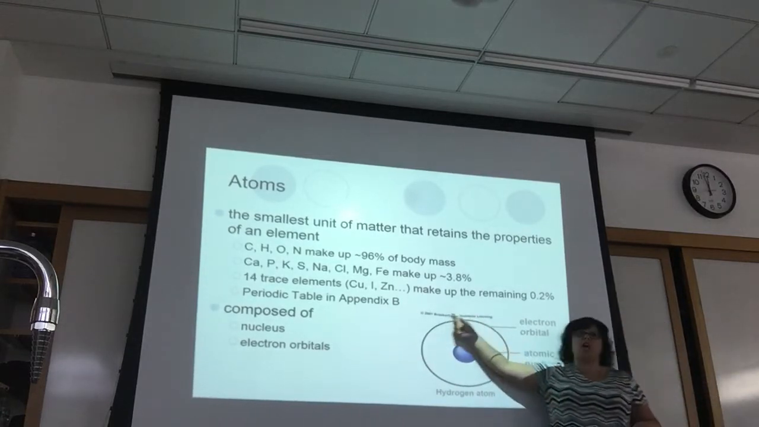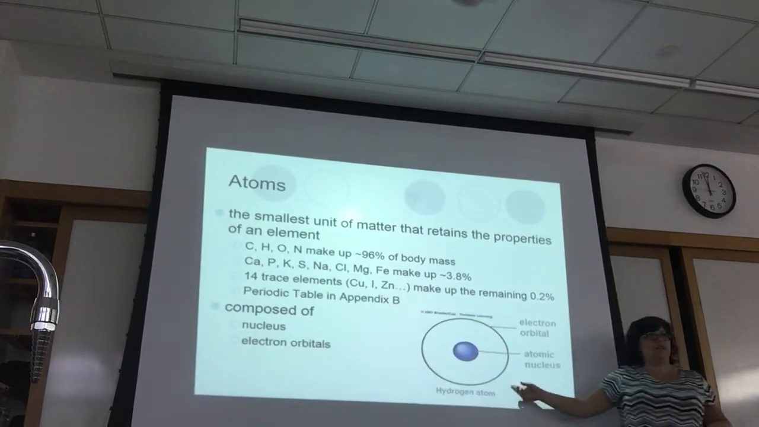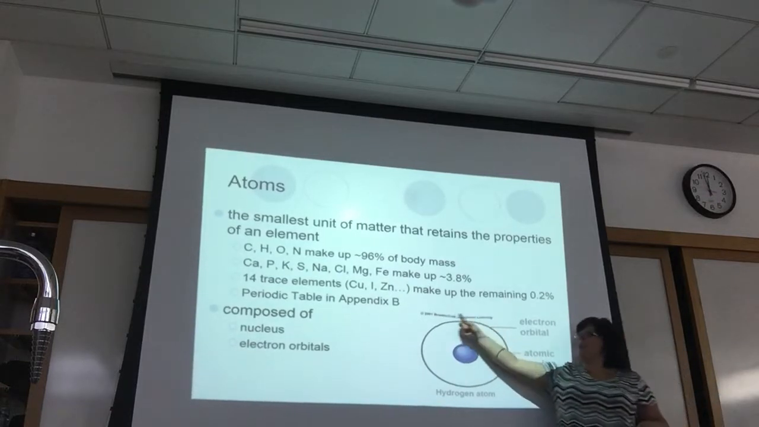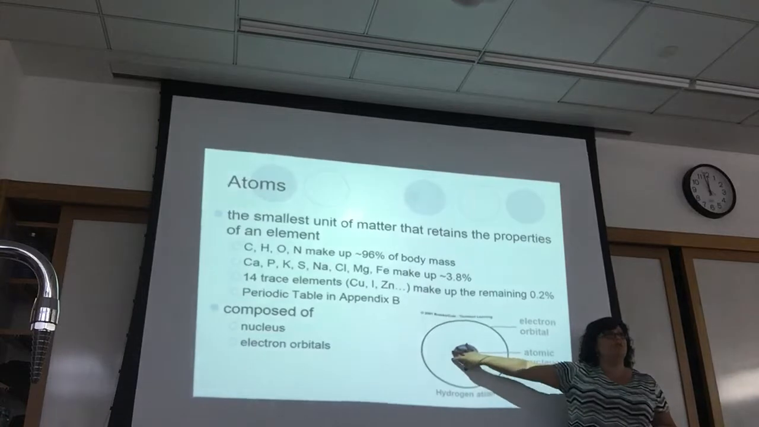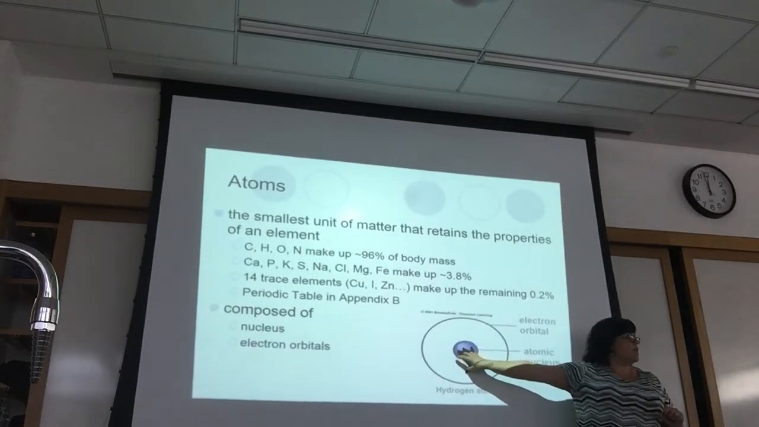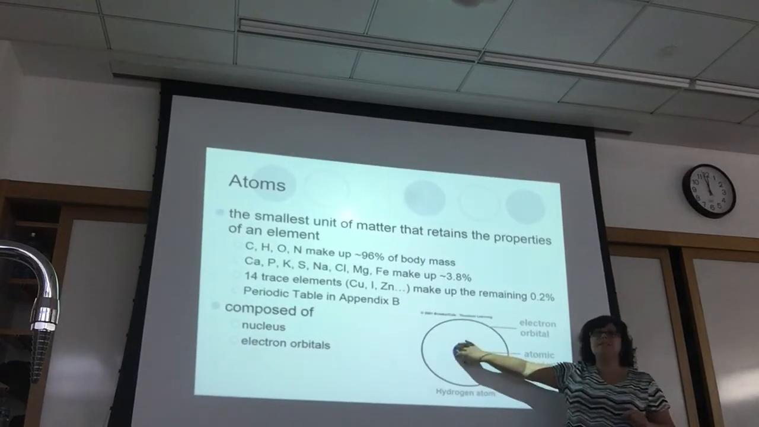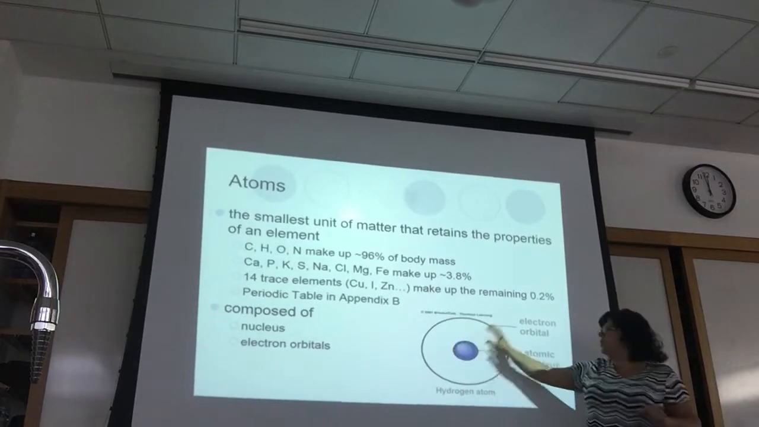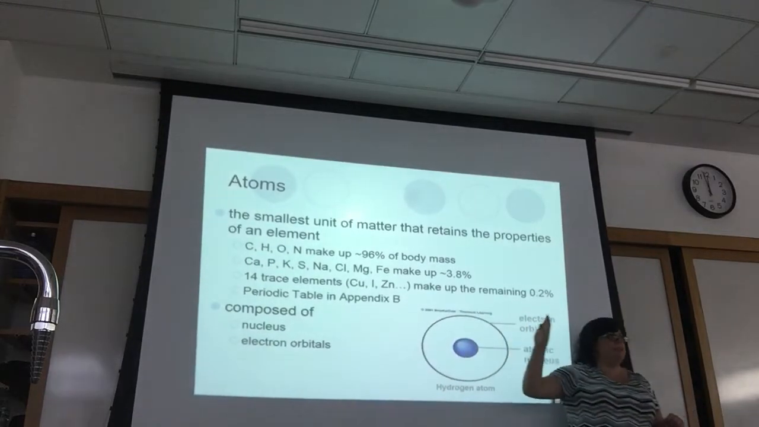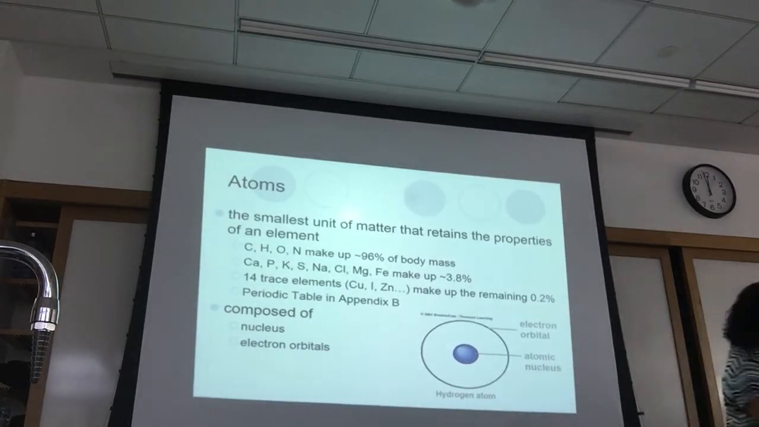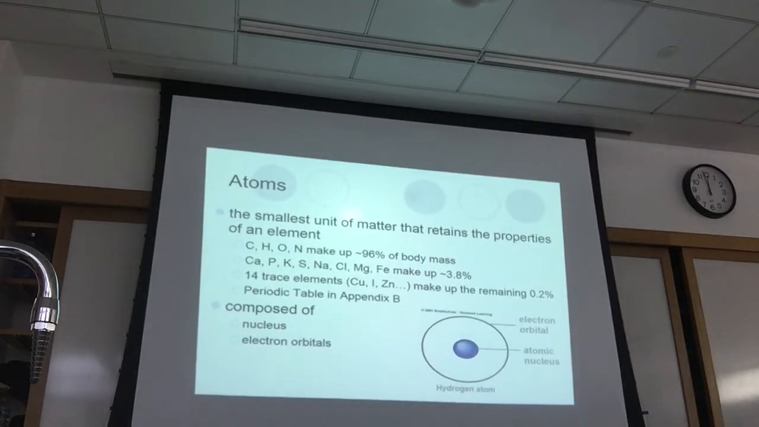Sometimes we call this the shell. Electron shell. So the electrons are outside the nucleus, where the protons and the neutrons are inside the nucleus. So we have a positively charged nucleus, and we have a negative charge on the outside of that. Does that make sense? Yeah, the hydrogen is probably not the best example. Yeah, we're going to get to that.